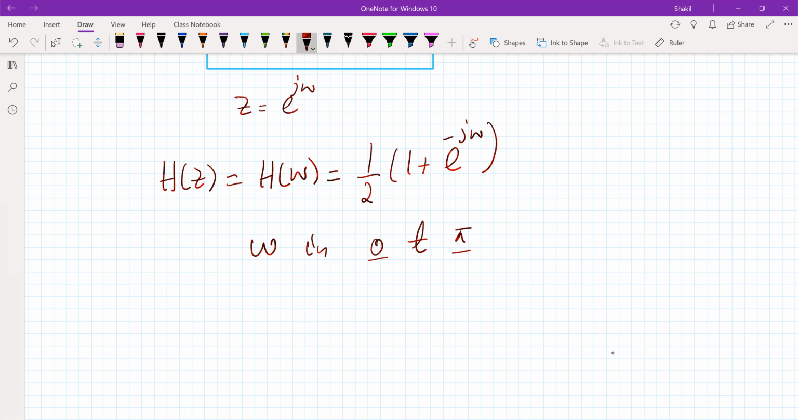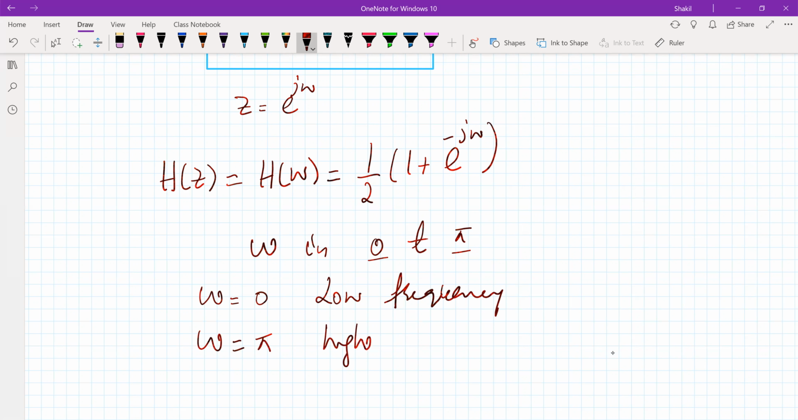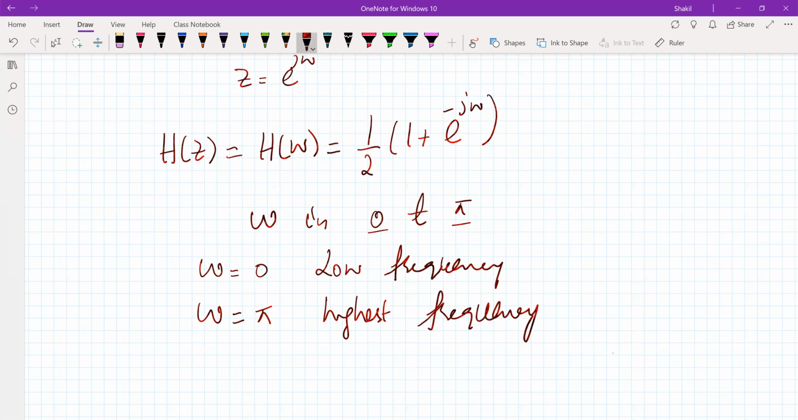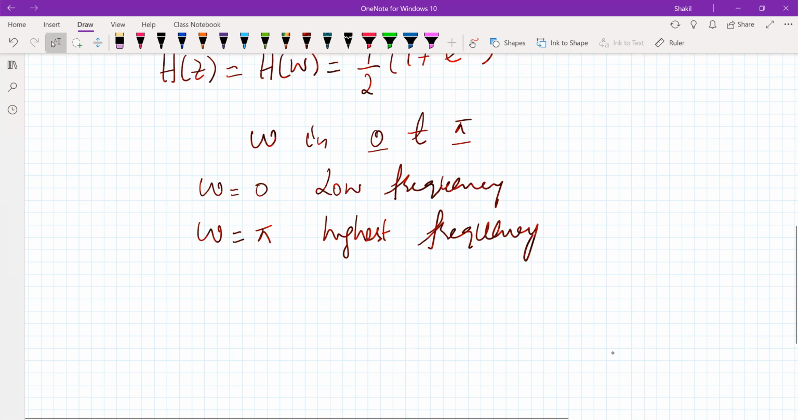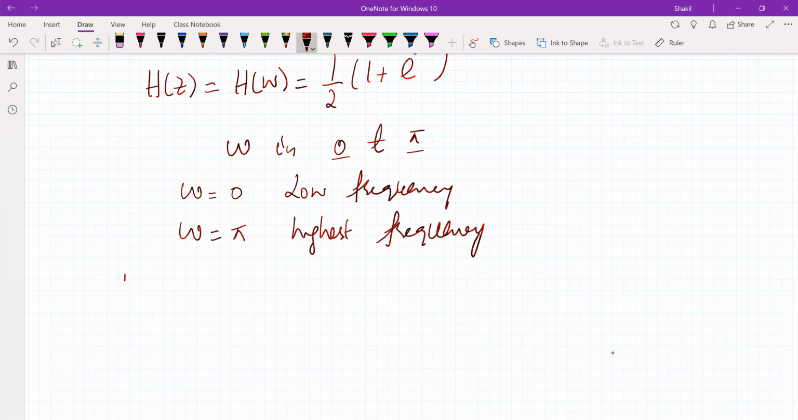Alright, so what should happen at omega equal to 0? This should pass the low frequency. This is the low frequency, and omega equal to pi is the highest frequency. We have already proved this. This is the highest frequency in discrete time, right? So let's substitute these two frequency values. Let's see what will happen to this filter response.